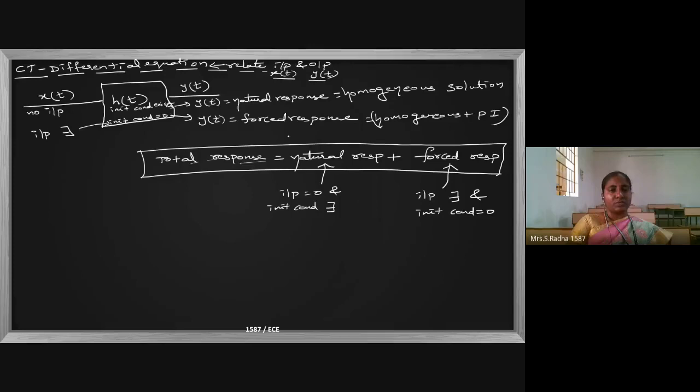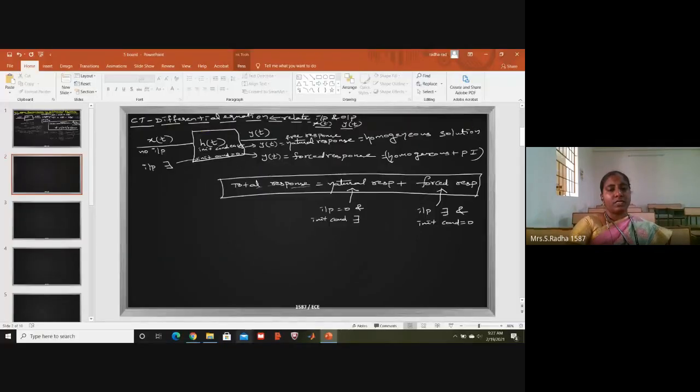Natural response means without giving any input, a free response. The other name for natural response is free response. Without any input, it will work freely. But if you give some input, you are forcing the system to produce output. That is called forced response. Natural response, other name is free response or homogeneous solution. Forced response is homogeneous plus particular integral. This is about natural, forced and total response.